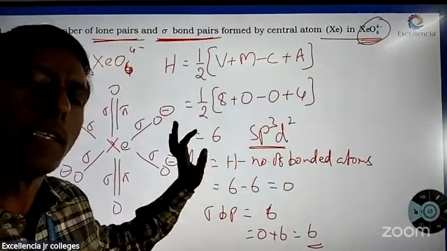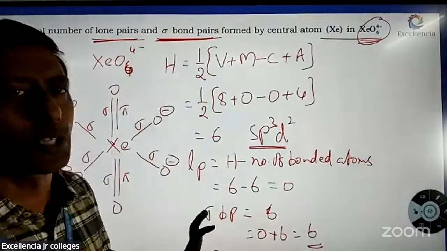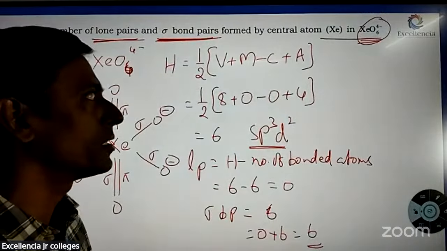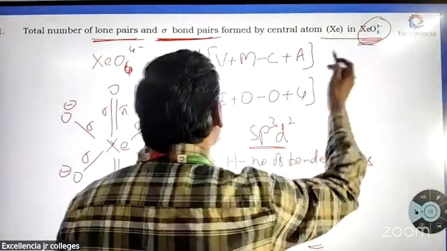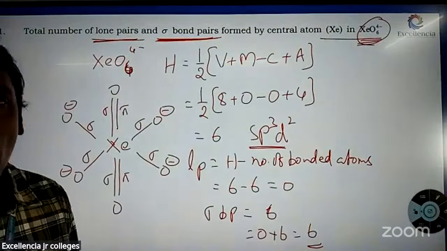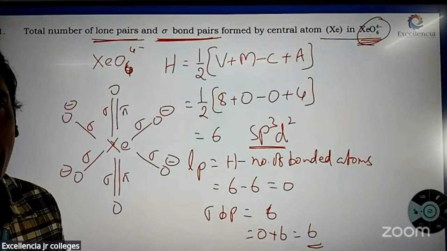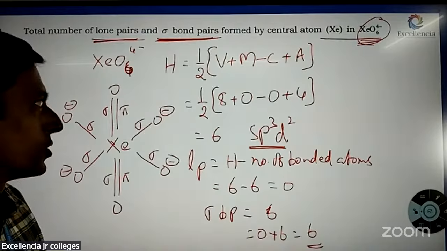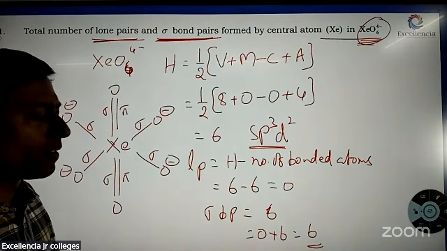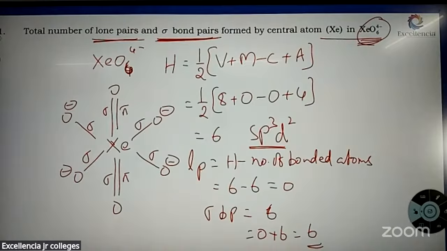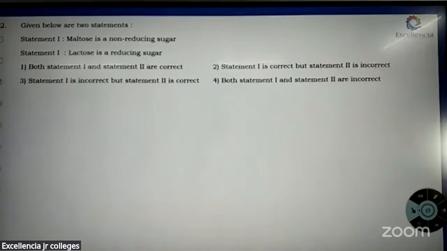So we can consider it as one of the easy type of question only, not that much difficult, because we know that molecule, hybridization, and chemical bonding concepts, we'll be studying all this information. So we can think of it as an easy question. Okay, so this is the one type of numerical question. Next, we'll go for the next question.